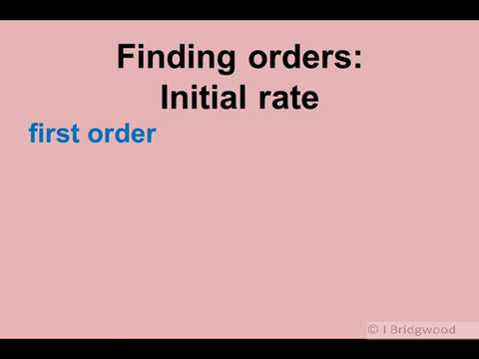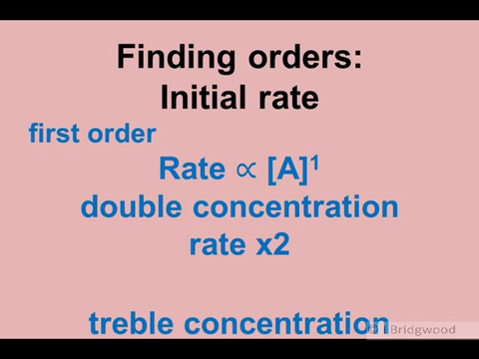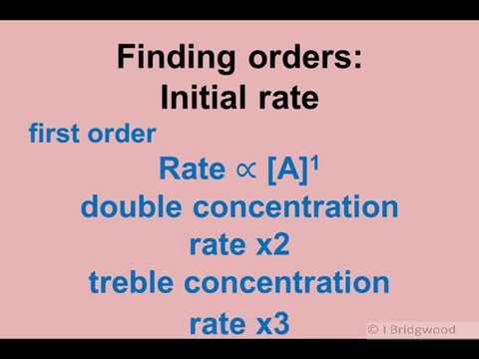A first order reaction, if it's first order with respect to one of the reactants, let's say A, concentration of A to the power 1, then what we will expect to see is that if we double the concentration of A, keeping all the other reagents constant, then we can expect a doubling in the rate of reaction, because the rate is directly proportional to the concentration of A. So if we double the concentration of A, rate doubles. And if we treble the concentration of A, of course, rate will also treble.